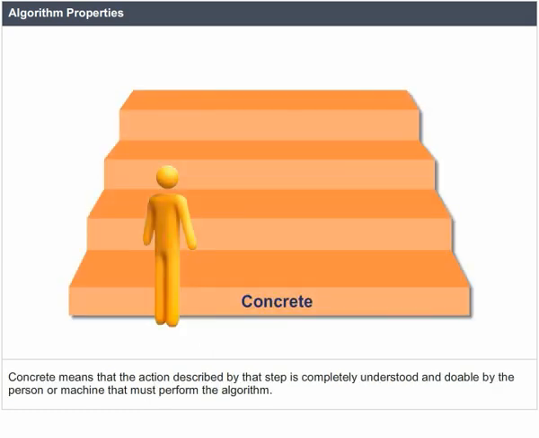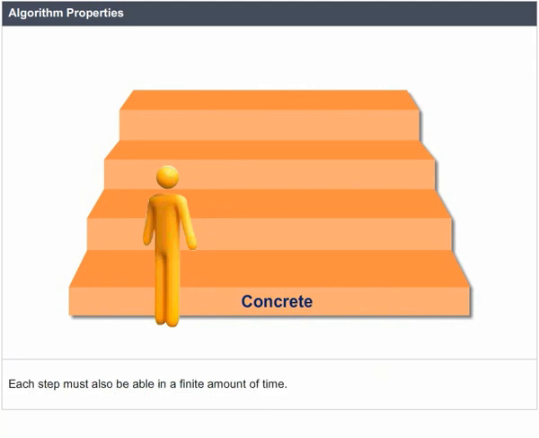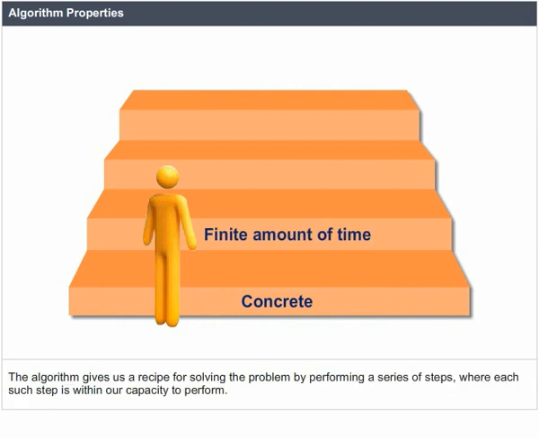Concrete means that the action described by that step is completely understood and doable by the person or machine that must perform the algorithm. Each step must also be able to be done in a finite amount of time. The algorithm gives us a recipe for solving the problem by performing a series of steps, where each such step is within our capacity to perform.